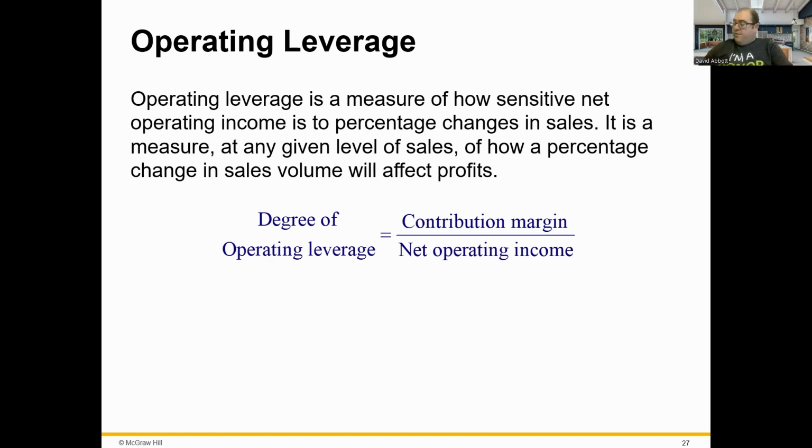And so operating leverage is calculated by taking the contribution margin divided over the net operating income. And that is the degree of operating leverage, the measurement at any given level of sales of how a percentage change in sales volume would affect net operating income.